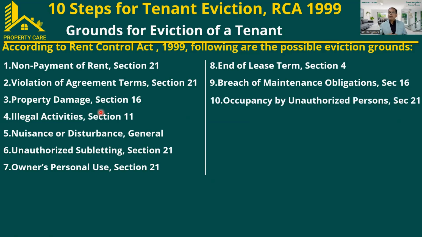Occupancy by unauthorized people. We authorize certain people to stay, as owner and tenant. We know each other, and if somebody else is staying there, not the person we have given the property to, and such doubts come to the owner, he can ask them to move out. If they are still reluctant to move out, then the owner can process the eviction.